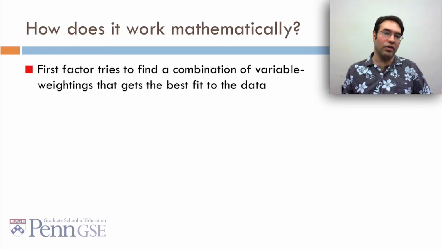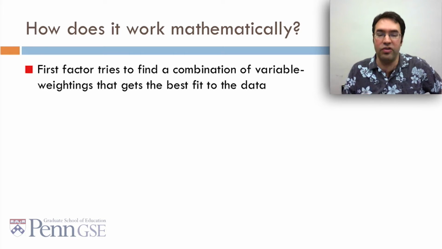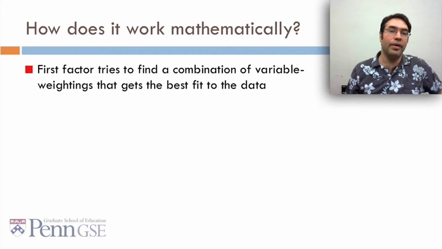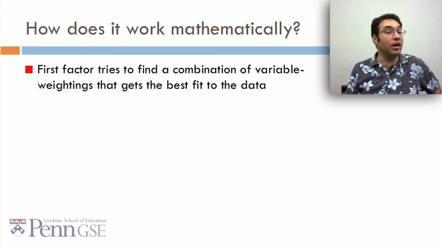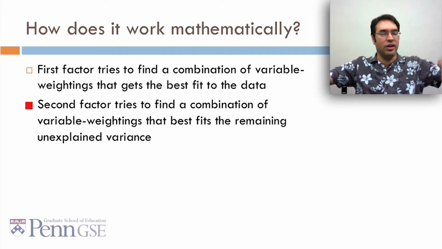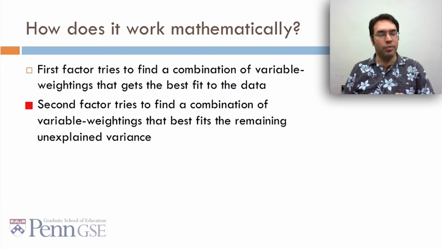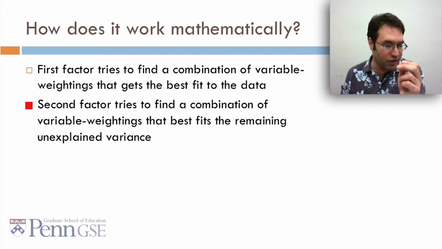So how does it work mathematically? Well, the first factor tries to find a combination of variable weightings, that is those numbers you remember in that table, that best fit the data. So we're going to try to say, how can we most predict the variance in the data by finding a combination of variable weightings on the various variables. And then we take what's not fit. We take the residuals. We take the remaining unexplained variance, and the second factor tries to find a combination of variable weightings, another linear regression equation, that best fits that.